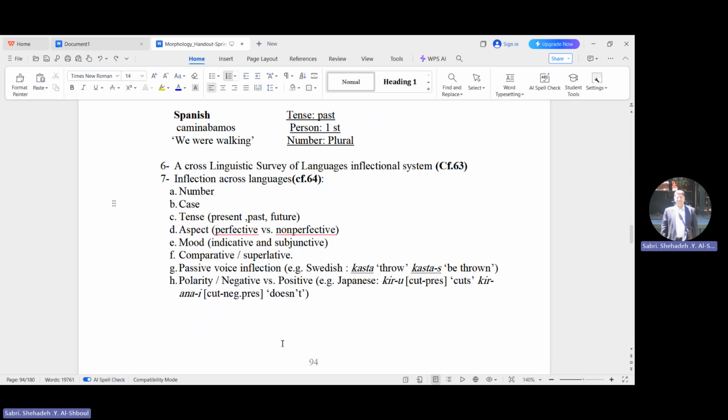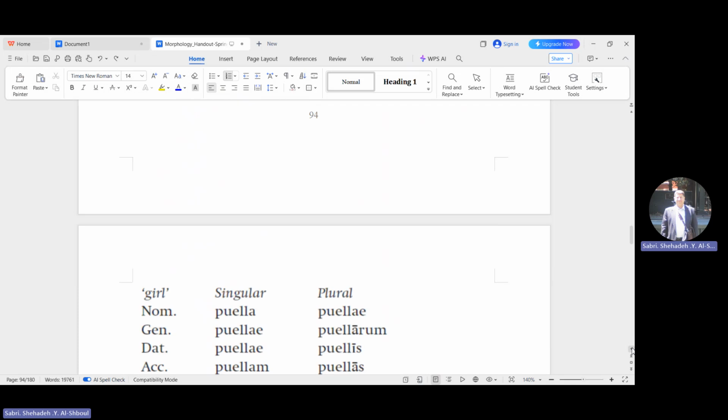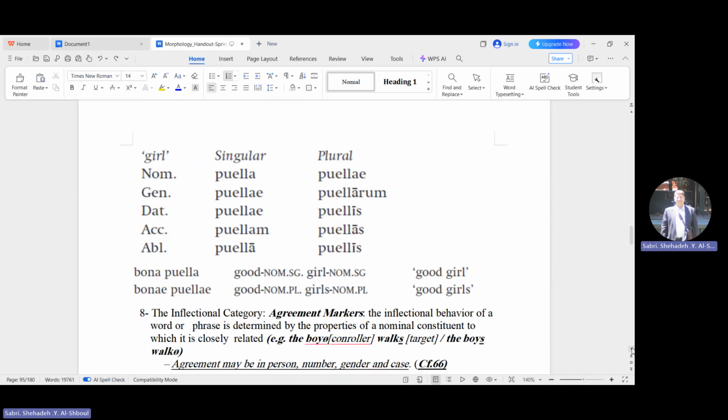Like in Japanese, kiru, cut, present, cuts, and kirana, negative present, doesn't. So here we have a negative polarity item that makes sure that all the ideas are expressed properly. The example here, where we have a kind of agreement for inflectional categories, we have Latin, we have the girl in different case patterns at the vertical level: nominative, genitive, dative, accusative, and ablative, right?